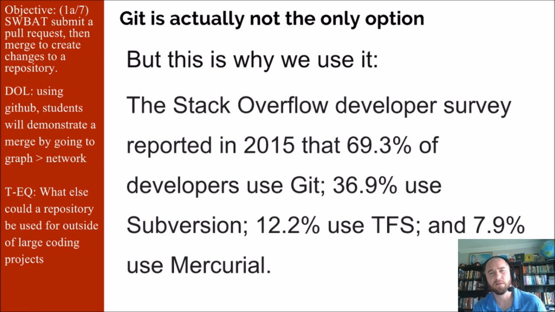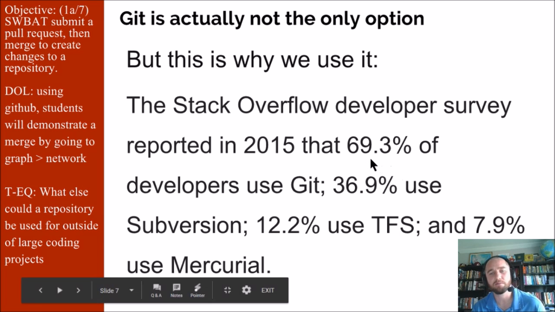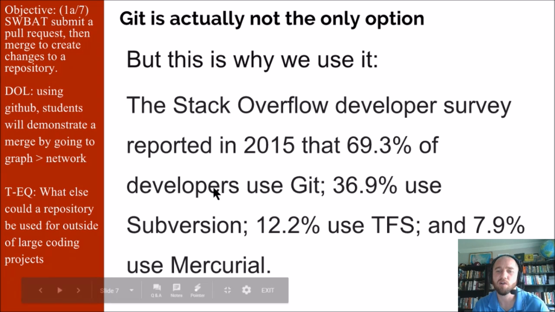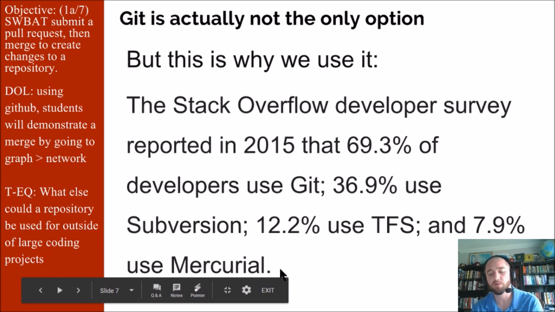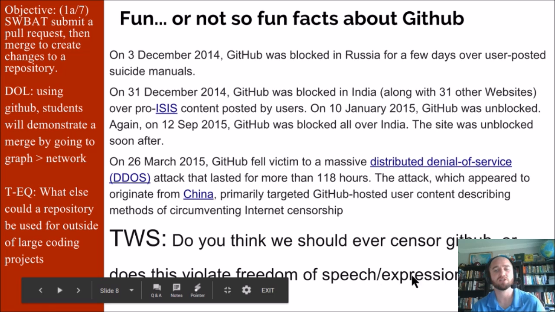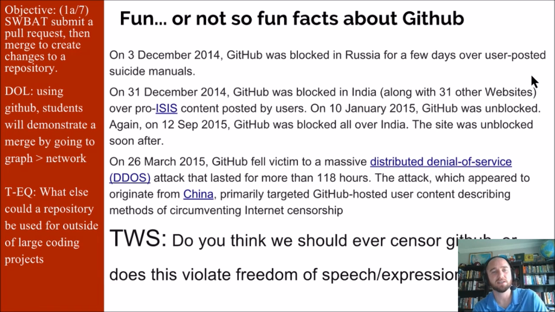The Stack Overflow developer survey reported that in 2015, 69% of developers were using Git, okay? So here are the percentages for the others that you can experiment with, of course, on your own time. But I just wanted to really drive home the reason we're using GitHub. Like I said, today's pretty light, so let me go through these fun or not-so-fun facts about GitHub, and then we'll get started on the work.